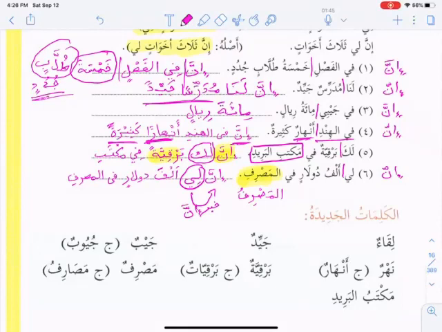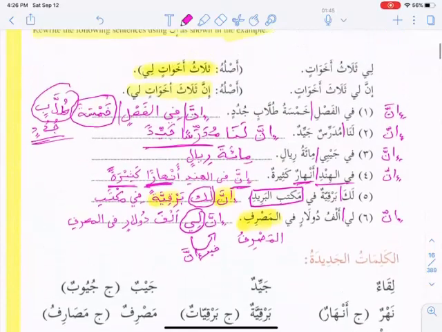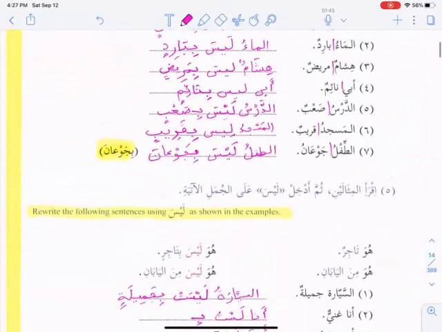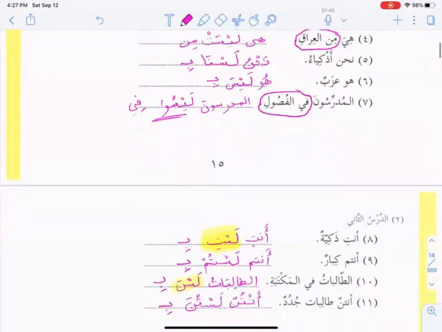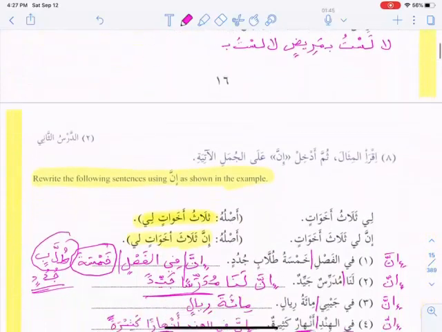Inna li, they are from me. I have alfu dolarin. See, alfu. Alfu. Who made alfu mansub? Inna. Inna li alfu dolarin fil masrifi. That's all, my brother. Try to do. I did my best to make things as interesting as possible, and inshallah you will remember it. Inshallah. Fine. Okay, now we are here.